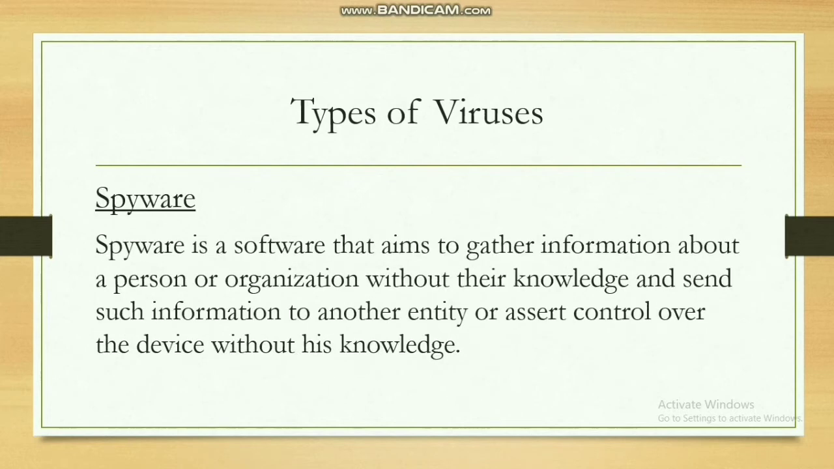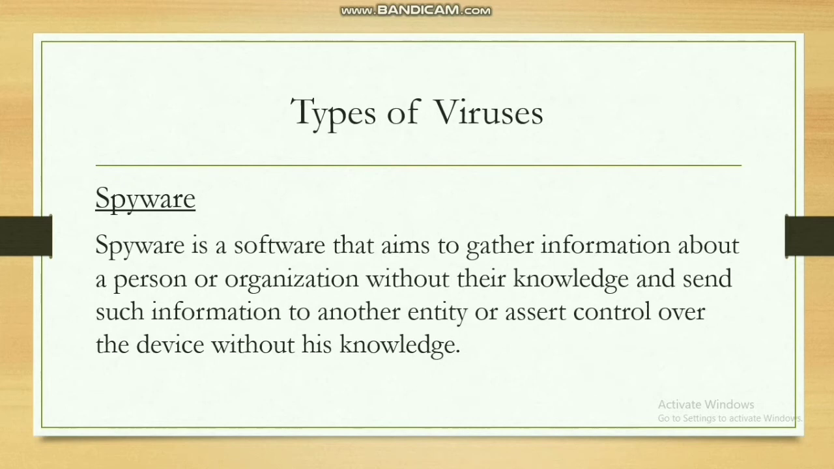What is spyware? Spyware is a software that aims to gather information about a person or organization without their knowledge and send such information to another entity, or assert control over the device without their knowledge. Look here, I am doing something. I am always thinking that everything is going fine, but what happens? Some hidden software is gathering my information, collecting my information, and sending it to a third party who is sitting somewhere on the internet.